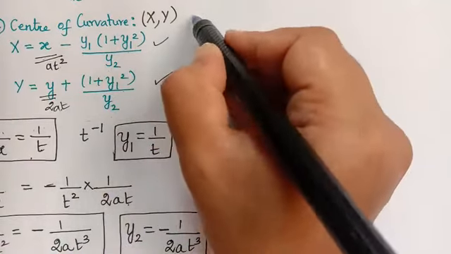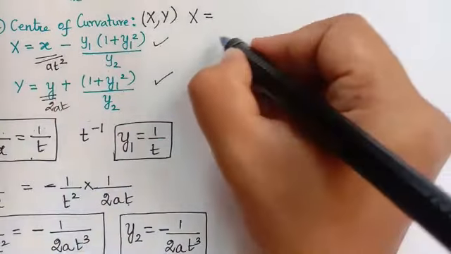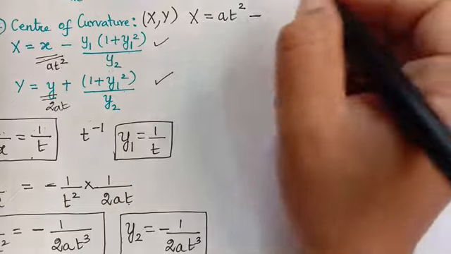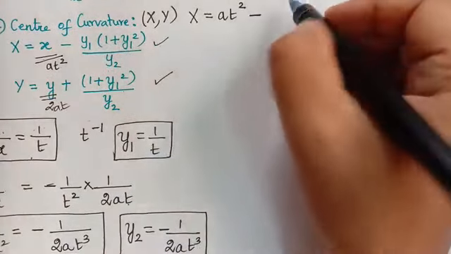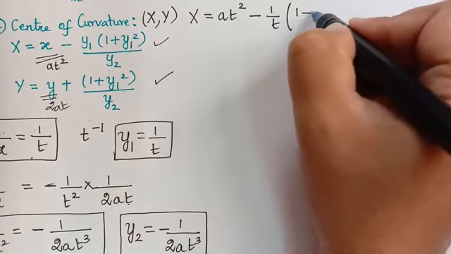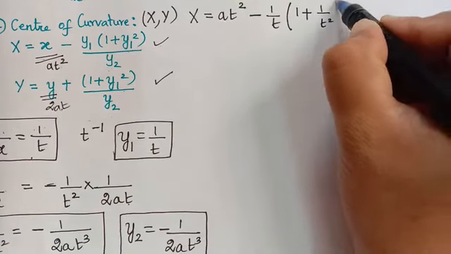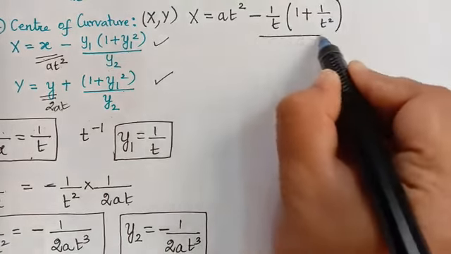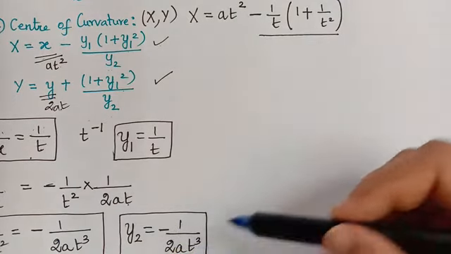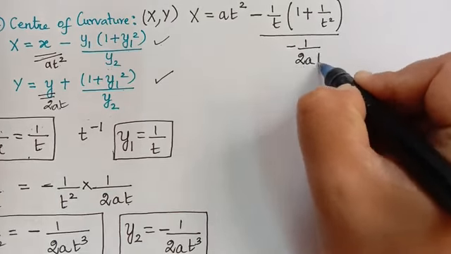Now let us find capital X first. So X will be equal to, now small x is at squared, so first we shall substitute that. So at squared minus y1. What is y1? 1 by t. So 1 by t multiplied with 1 plus y1 square, so 1 by t squared, divided by y2. y2 is negative 1 by 2at cube. So that we have to write here, minus 1 by 2at cube.